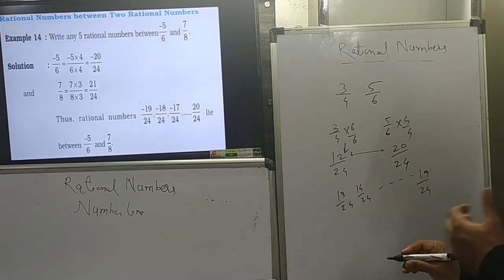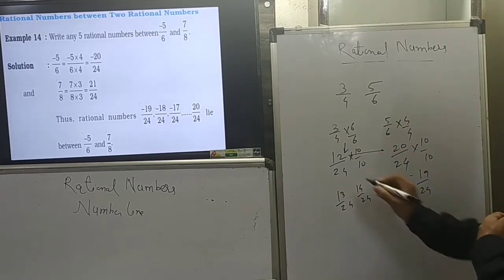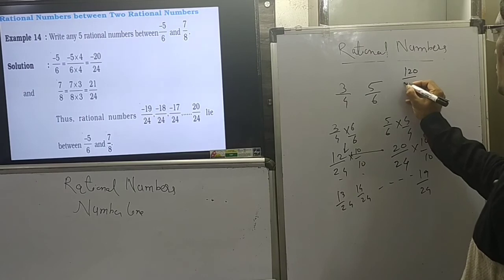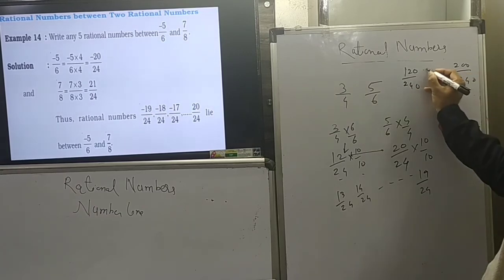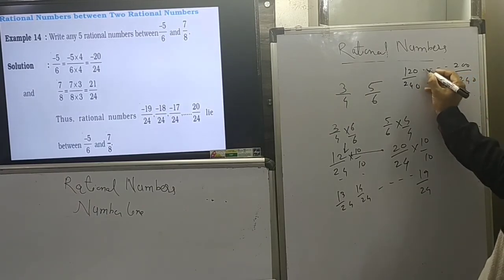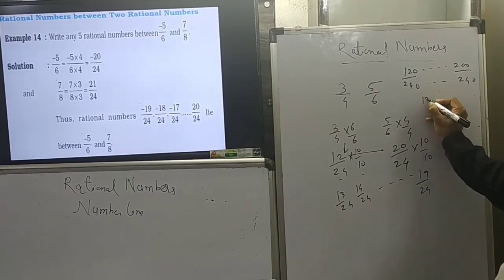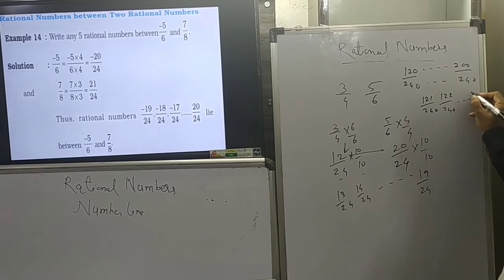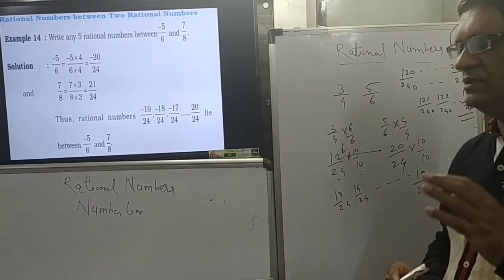Suppose we want more, then what we do? We again multiply numerator and denominator so that the denominators of both become the same. Now these become 180 by 240 and 200 by 240. You know that there are many integers lying between 180 and 200. So we can find 181 by 240, 182 by 240, up to 199 by 240. So everybody gets a different answer depending on how large the denominator is.